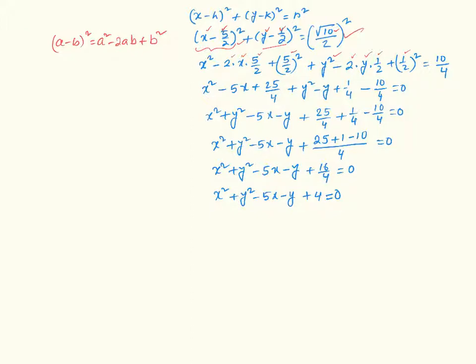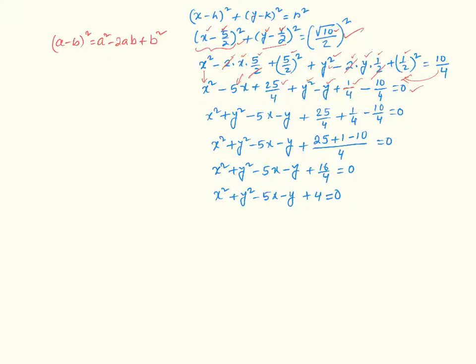Then I simplify things. Look, these 2 and 2 cancel out. That gives me 5x here, and x squared is just x squared. And (5 over 2) squared is 25 over 4. Then y squared is y squared. These 2 and these 2 cancel out. That gives you negative y. (1/2) squared is 1/4. Okay? And then I bring these to the left. Then I have negative 10 over 4. And on the right, I have 0.